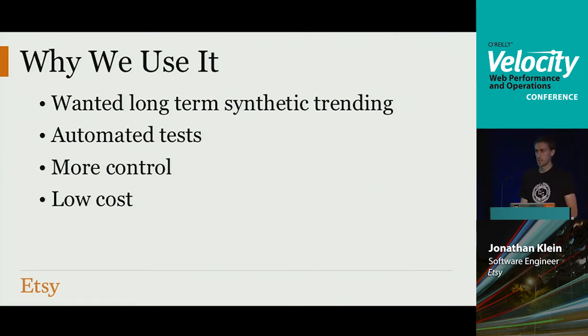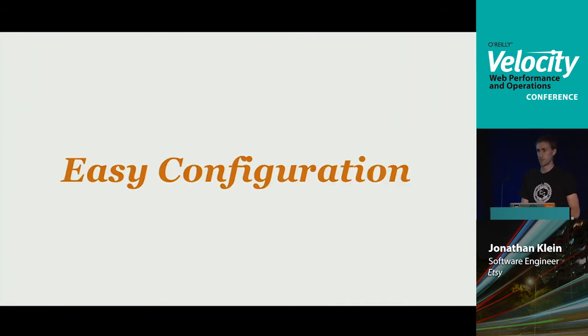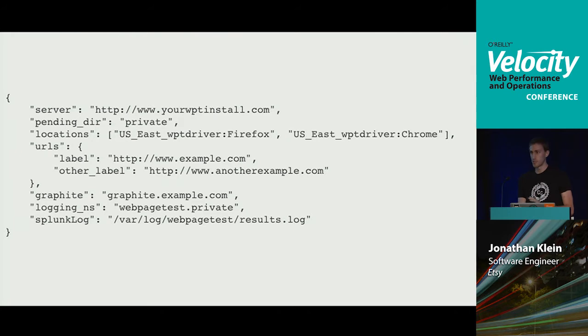To make WPTScript easy to use, we wanted to make the configuration as simple as possible. So the configuration is all done through JSON files. This is a pretty simple example, and I'm going to walk through it to show you exactly what's going on here. The first element in the JSON object is just the URL to the server that's actually running WebPagetest itself.